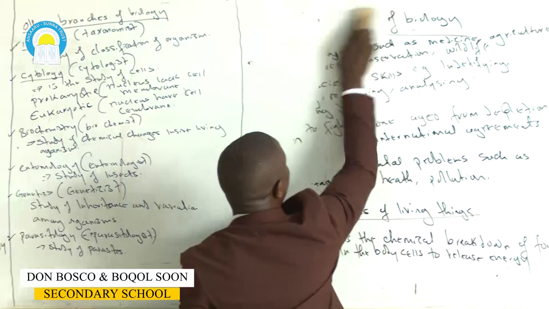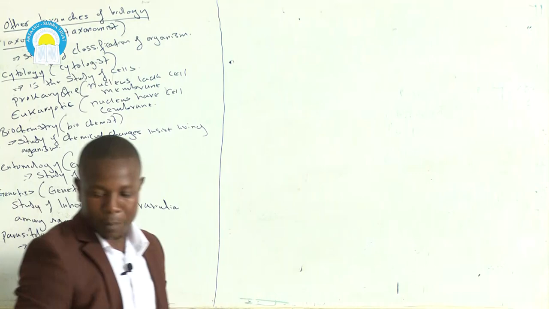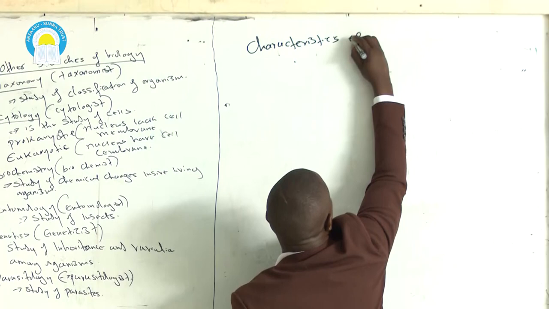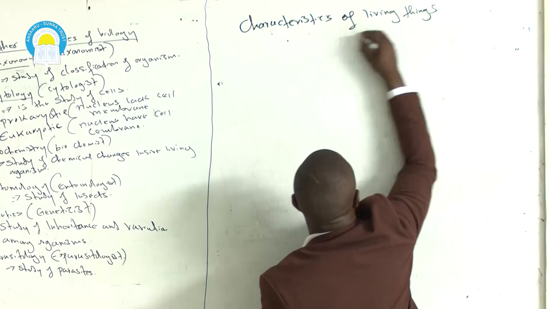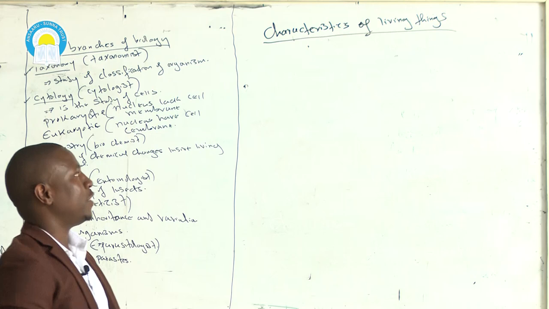Number two, we have reproduction, the subtopic on characteristics of living things. In the subtopic on characteristics of living things, number one, we discussed respiration, and I said it's the chemical breakdown of food in the body cells to release energy. Number two, we have reproduction.